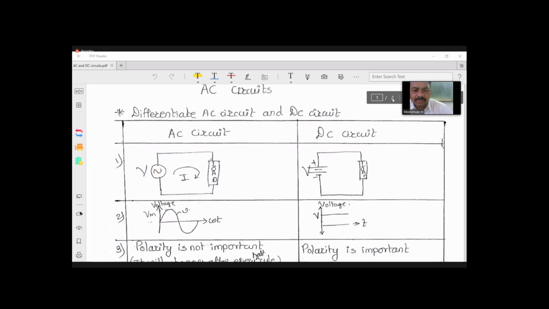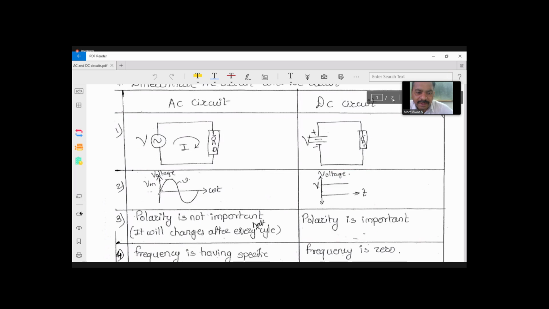Then the second difference is between the waveforms. What is the difference between AC and DC voltage? That also you can show here. For that you can see this waveform is shown. On the y-axis we normally take the magnitude of the source voltage or current, and on the x-axis we take the time period, meaning the time required to complete one cycle, from which we can also calculate its frequency.